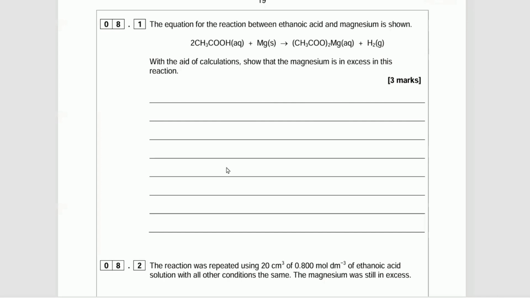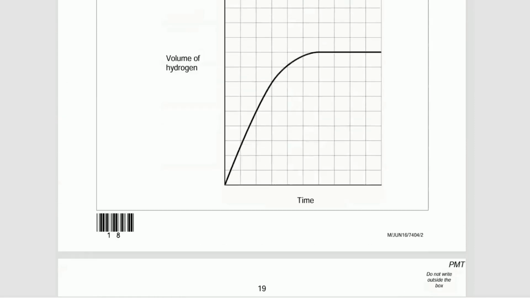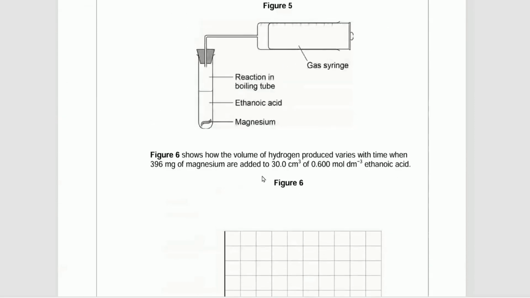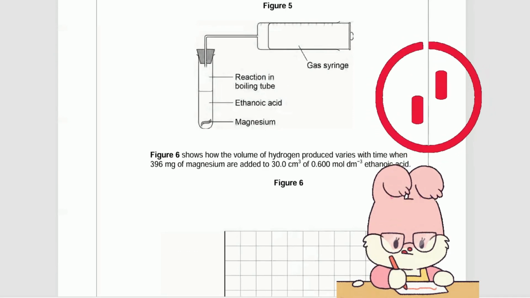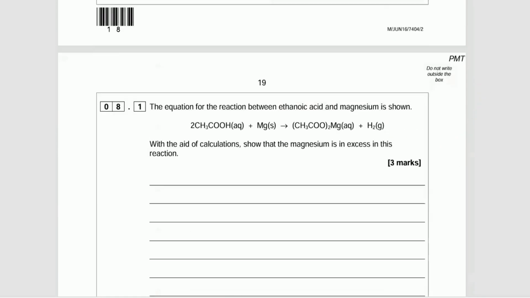So what I want to do is focus on those bits. We've got the magnesium, the mass, and we have the volume and the concentration of the ethanoic acid. So why don't you pause the video, have a go, and then unpause and watch me go through the answers to this. Okay, here we go.